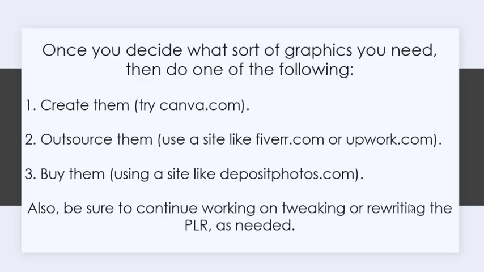So once you decide what sort of graphics you need, then do one of the following. First, create them, and you can try canva.com. Second, outsource them. Use a site like fiverr.com or upwork.com. Third, buy them using a site like depositphotos.com. Also, be sure to continue working on tweaking or rewriting the PLR as needed.